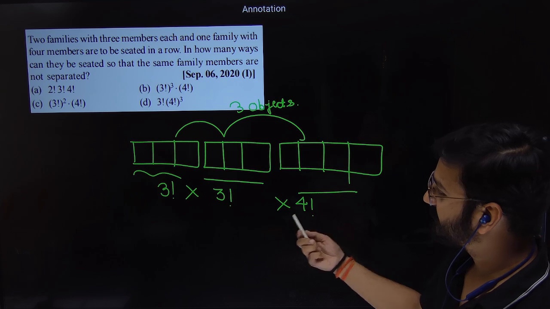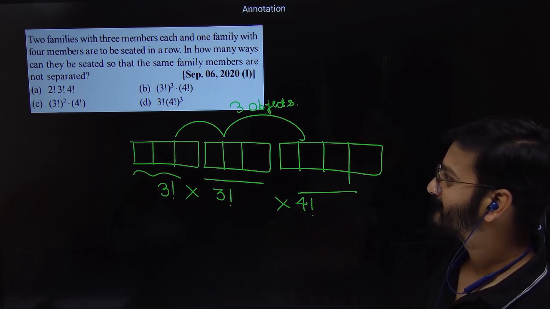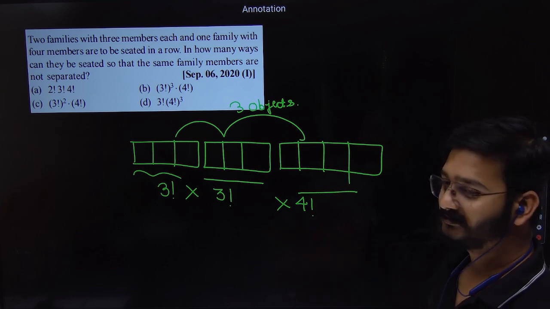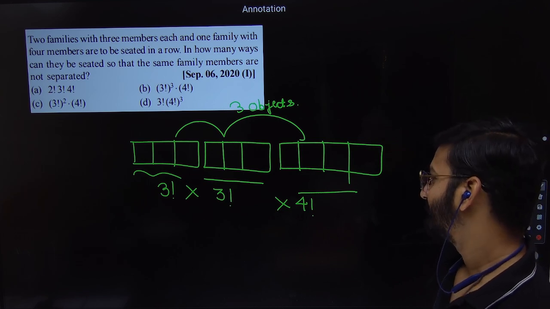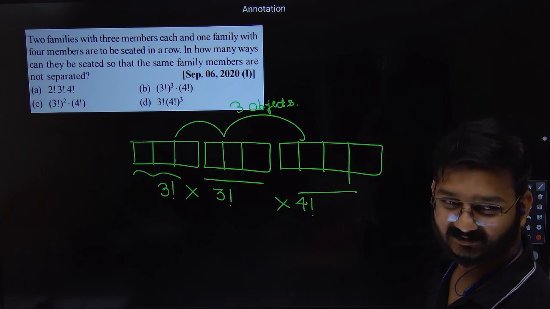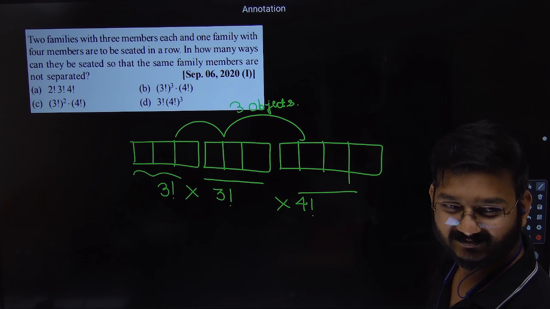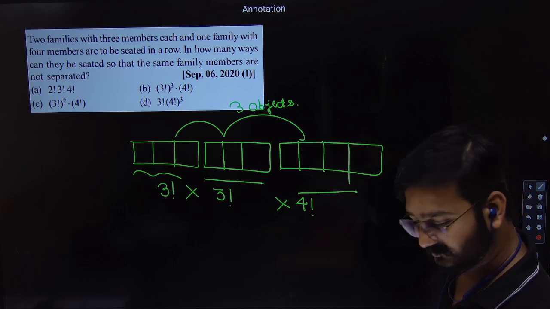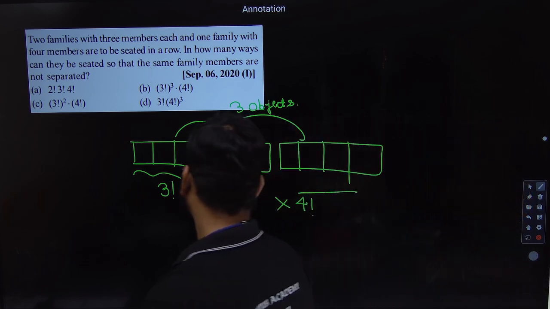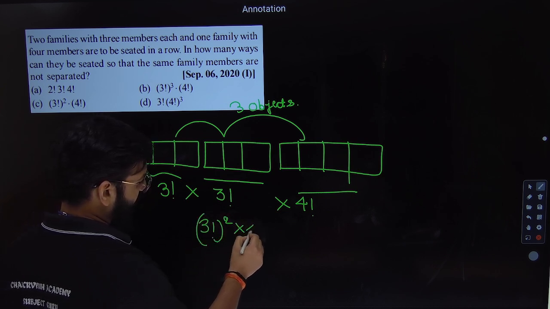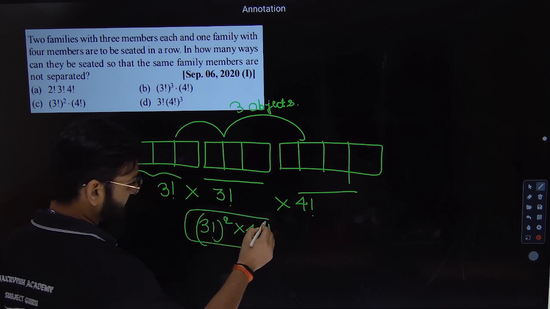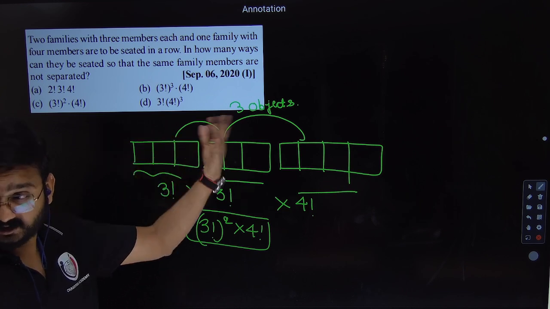Anything missing? If I say something, what is missing there? So 3 factorial whole square into 4 factorial. Okay, so this is the arrangement inside the box itself.